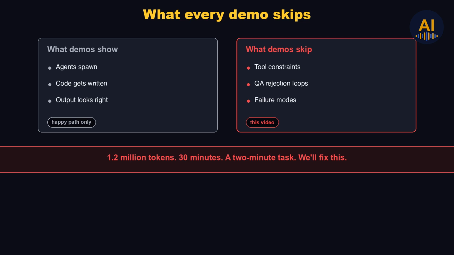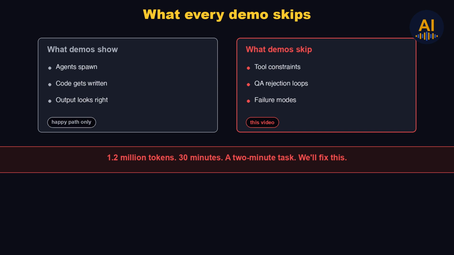Every video on Claude Code multi-agent shows you the happy path. Spawn agents, watch them run, look at the output. None of them show you how to constrain what each agent can touch. None of them show you how a QA failure automatically requeues work back to the dev agent with no human action. And none of them show you what happens when it goes wrong.